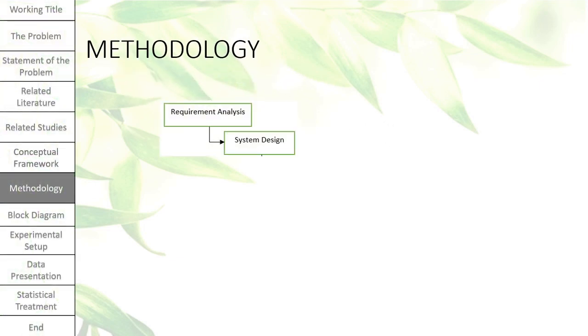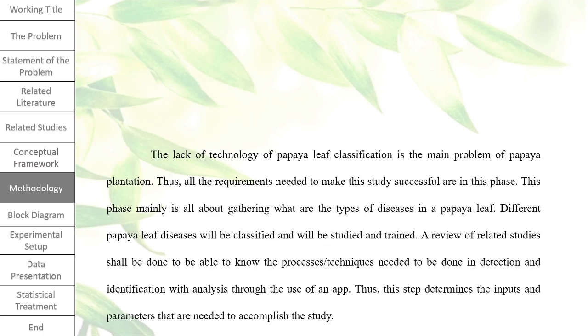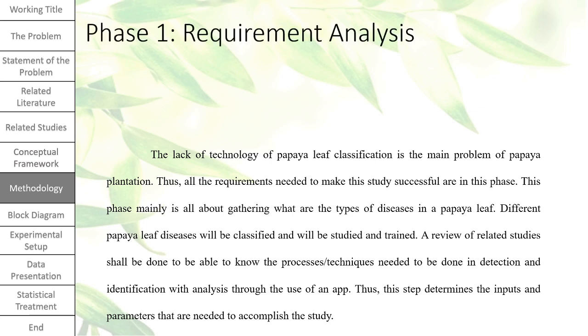The waterfall model will be used as the model for the development of the entire system. Each phase is divided into categories, which are labeled as the steps on how to solve the problem. The lack of technology of papaya leaf classification is the main problem of papaya plantation. Thus, all requirements needed to make this study successful are in this phase. For phase 1, we have the requirement analysis. This phase is mainly all about gathering what are the types of diseases in a papaya leaf.